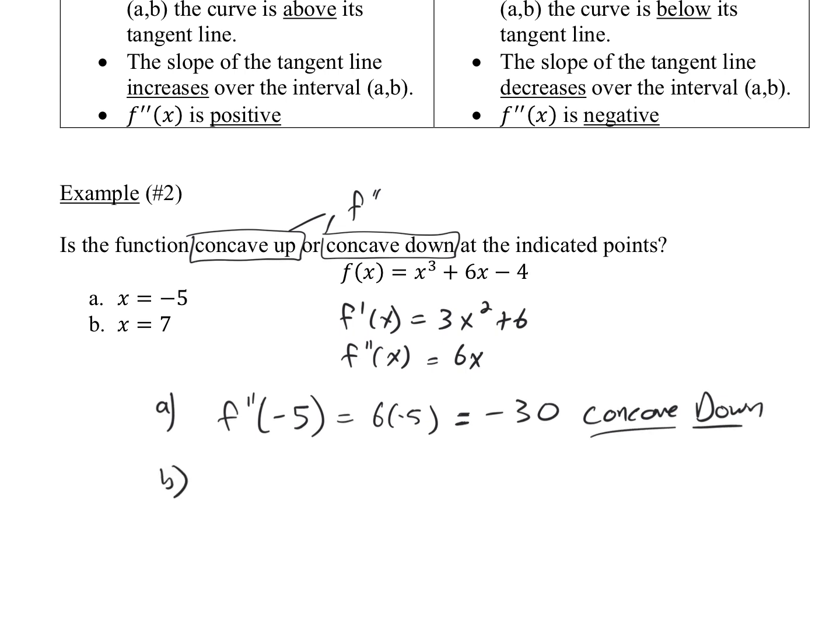For part B, same process. What is the second derivative evaluated at 7? So this time we have 6 times 7. We get 42. That's a positive number, so we are concave up. So if you are given a point and you have to determine concavity, it's as simple as computing the second derivative and plugging that number into it.